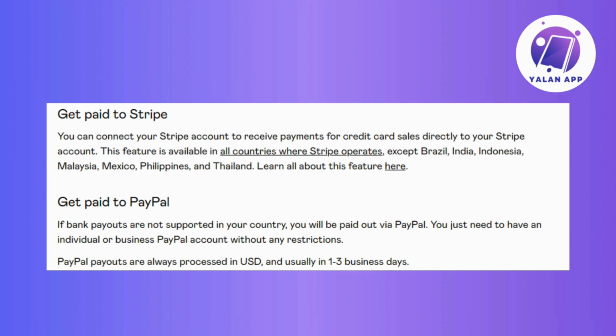Lastly, if you're contemplating the use of PayPal to withdraw funds from your Gumroad, the process is quite straightforward. You need to ensure that you have an individual or business PayPal account without any restriction. And it's worth noting that PayPal payouts from Gumroad are consistently processed in USD and typically reflect in your account within a reasonable 1 to 3 business days.